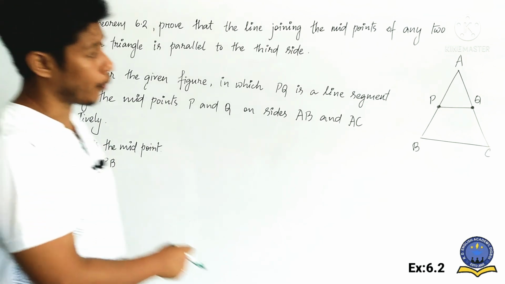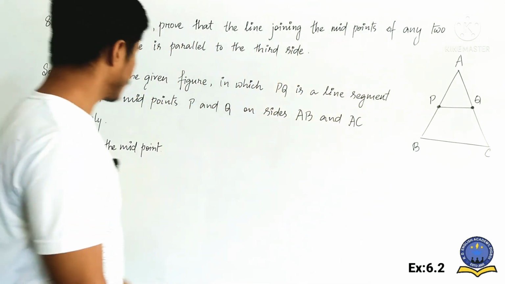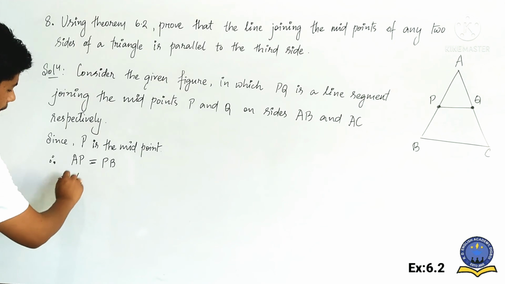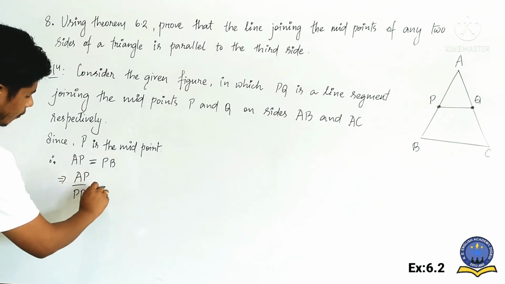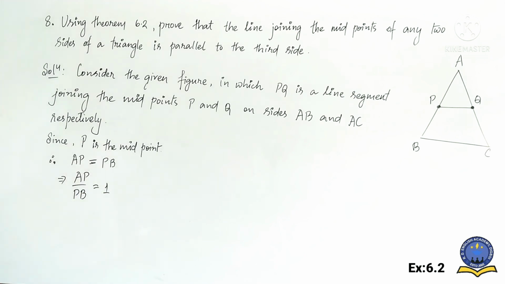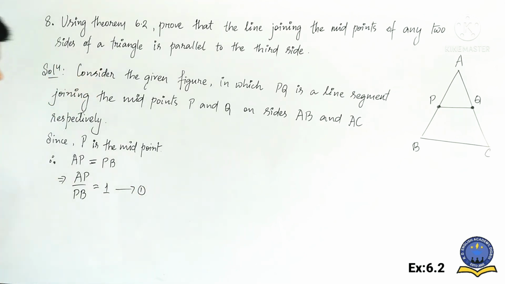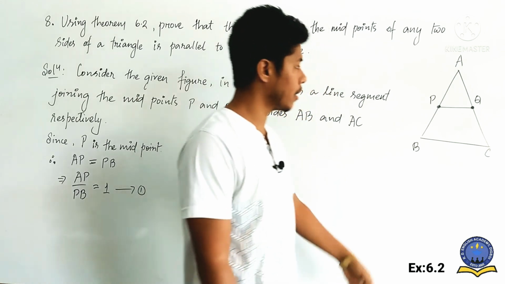Since P is the midpoint, that's why their distances are the same. So we write AP equal to PB. And if you cross multiply this PB, then here you have to write AP by PB equals 1. So we put this as equation number 1. Is it clear? Similarly, another midpoint we consider, and the second midpoint is Q here, isn't it?